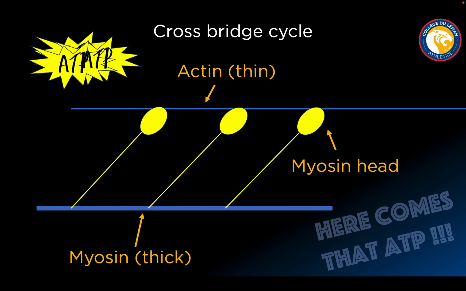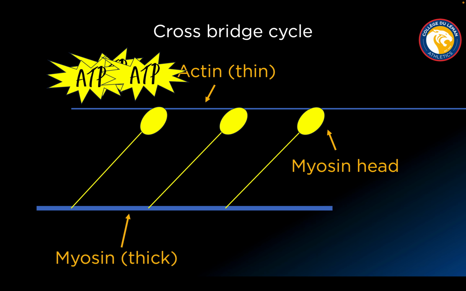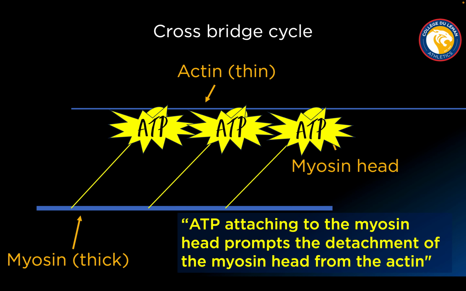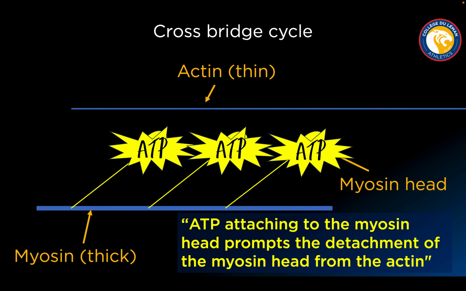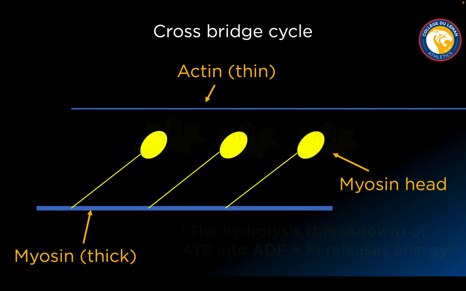You'll see there's flashing down the bottom. You'll see these are quotes from mark schemes that you're seeing down the bottom. So feel free to pause and read that and make sure that that's making sense. The ATP has attached to the myosin heads. It's allowed them to then release.